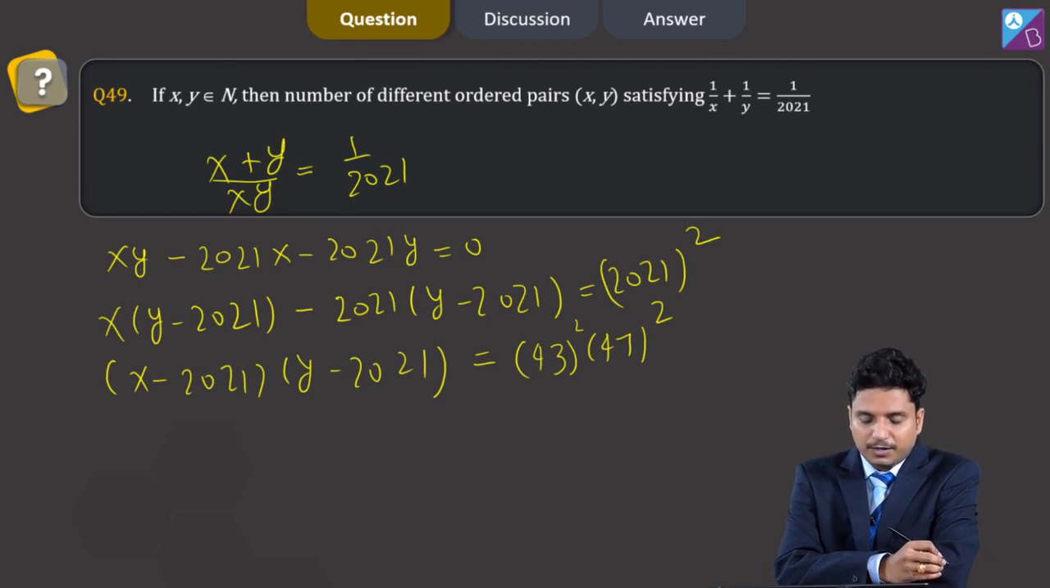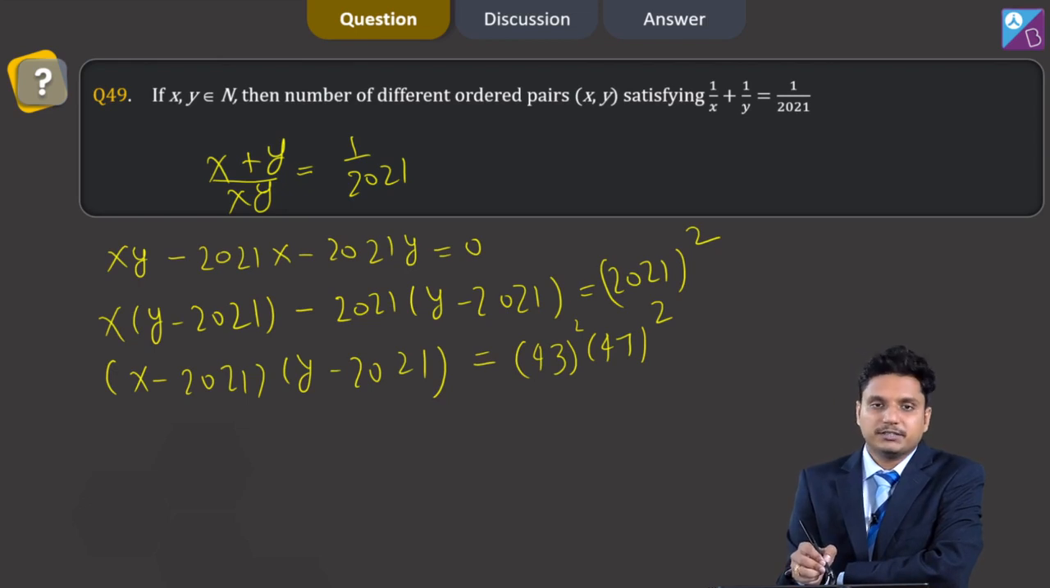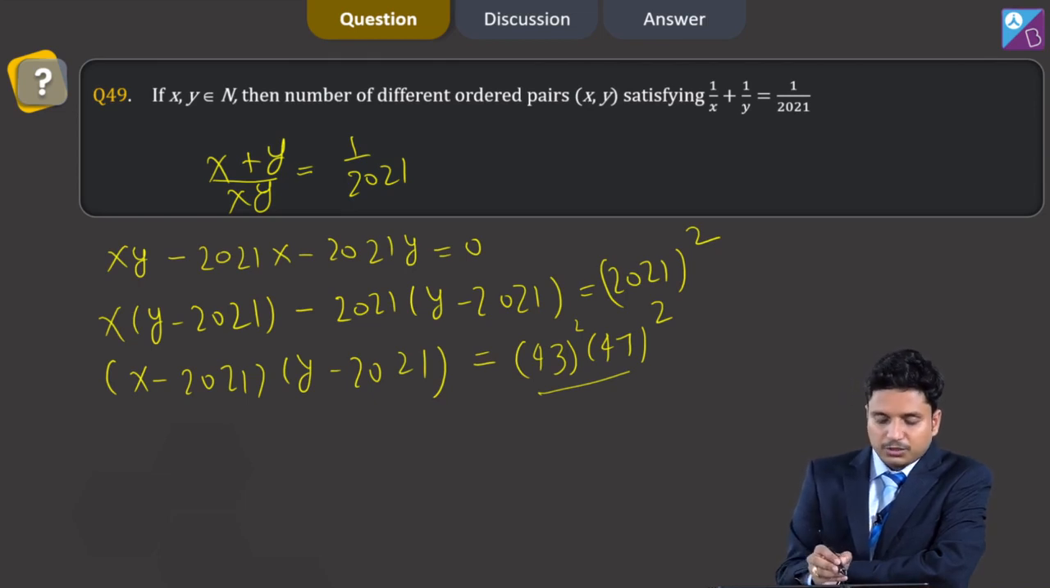So what are the possible values? For x minus 2021 into y minus 2021, the possibilities are the number of possible factors in which 43 square into 47 square can be written. So the number of ways to represent this term as a multiplication of two terms, in how many ways it can be written as a product of two numbers. So this is all what we are asked.